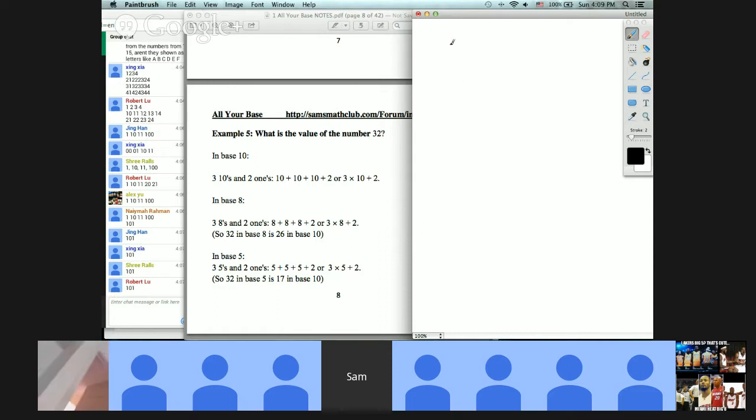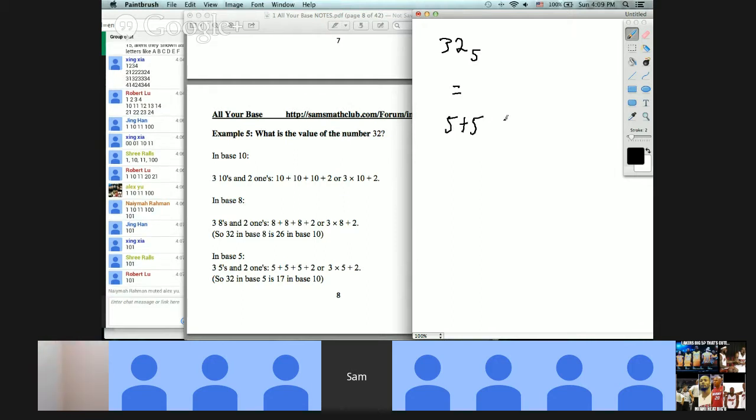So 32 base 5 equals. So again, 3 is in the tens digit, so you have 3 fives. So 5 plus 5 plus 5. And then 2 is in the ones digit, so 2 is fine. Which equals 17 in base 10. So again, 32 in base 5 is equal to 17 in base 10.